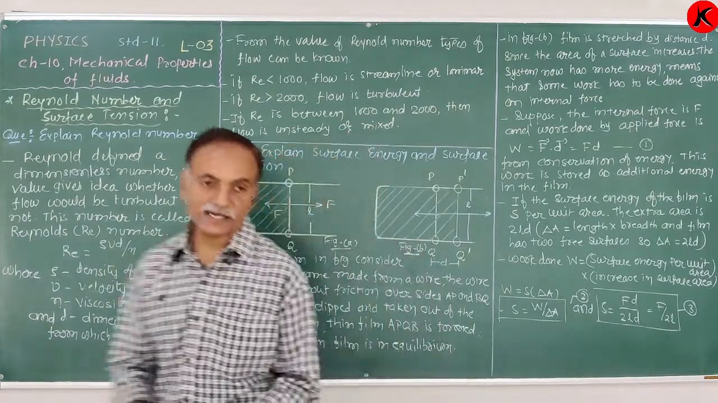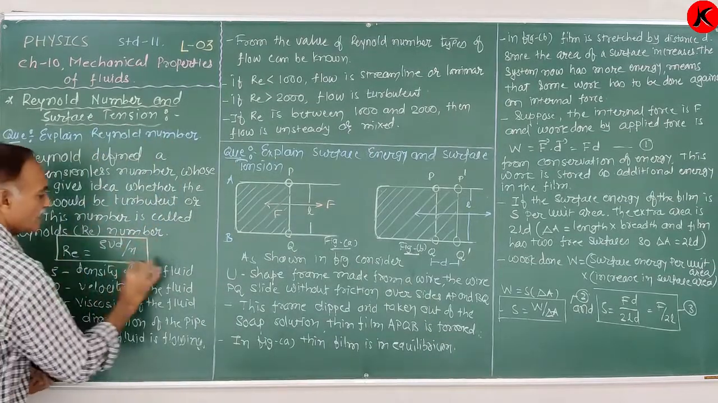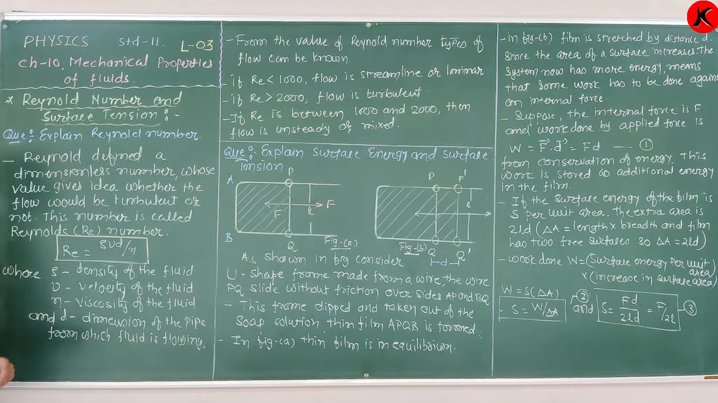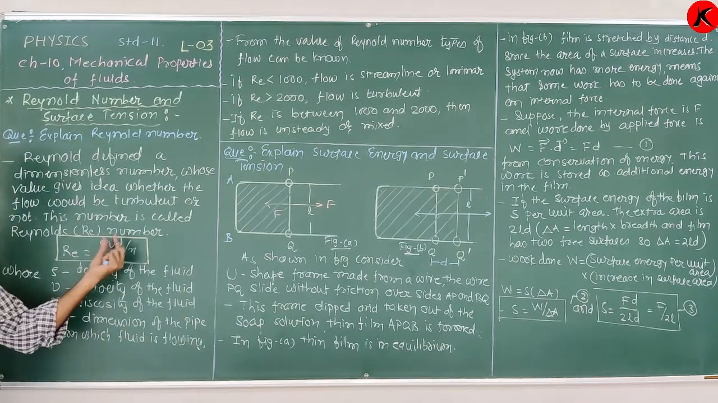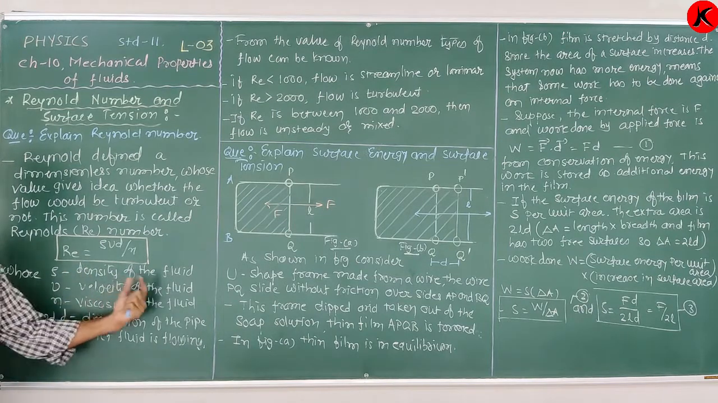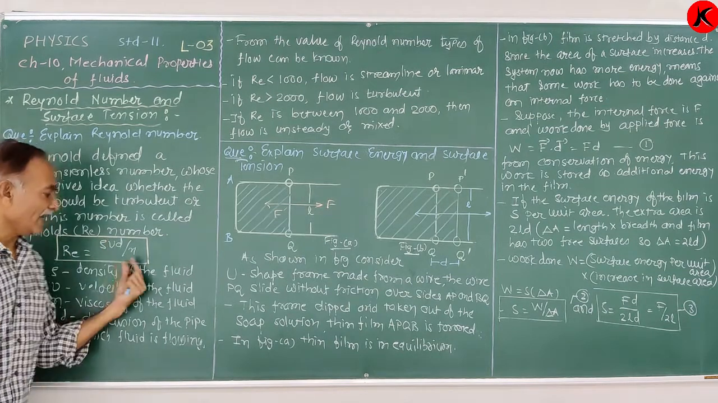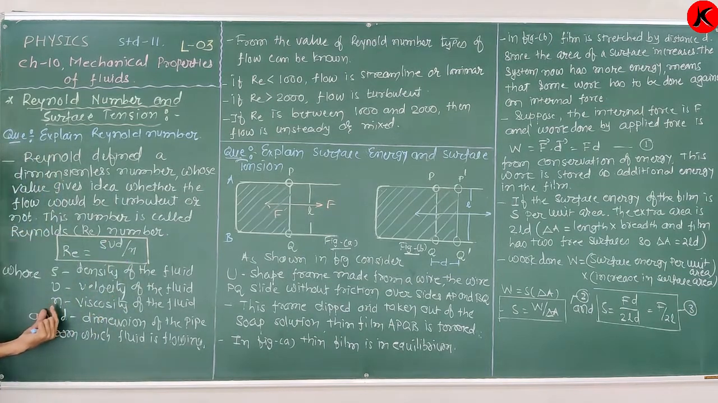The equation of the Reynolds number is RE is equal to rho Vd upon n. What is rho? Rho is the density of the fluid. V is the velocity of the fluid flowing through the tube or the pipe. D is the dimension or the diameter of the tube or the pipe through which the fluid is flowing. And n is the coefficient of viscosity of the fluid.